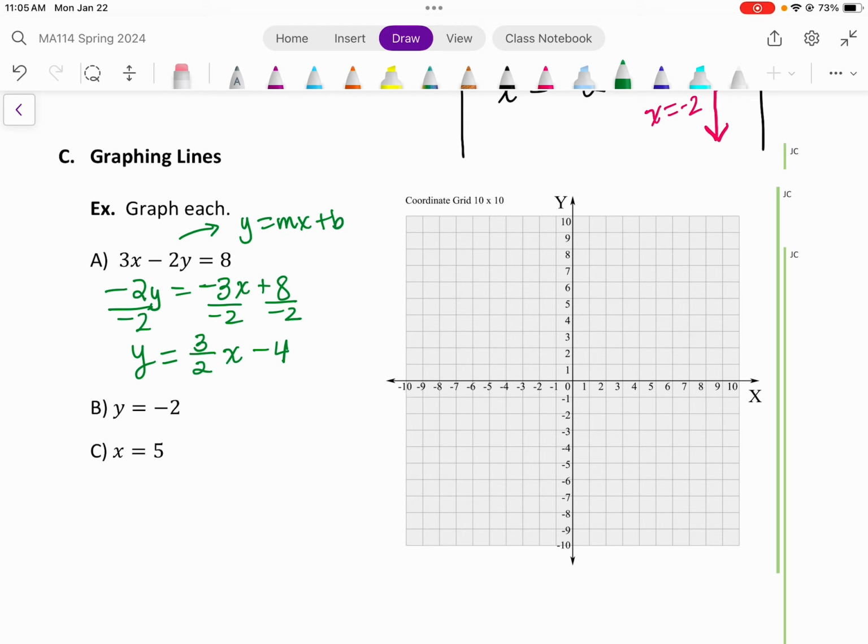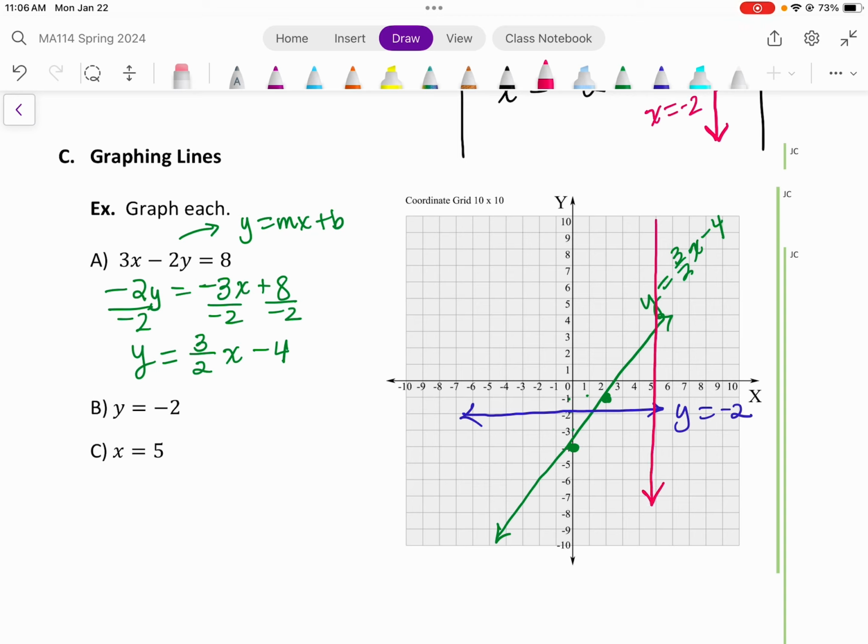To graph that, I will go down 4. That is my y-intercept. Then my slope is 3/2, so I'll go up 3 and run 2. So rise 3, run 2. I want to run to the right so that my line goes uphill because my line has a positive slope. So this is y equals 3/2 x minus 4. To graph y equals -2, I will cut the y-axis here at -2. And to graph x equals 5, I will find 5 on the x-axis and graph it.